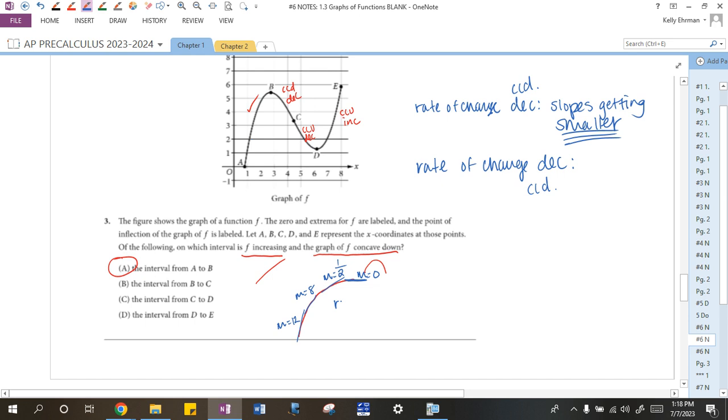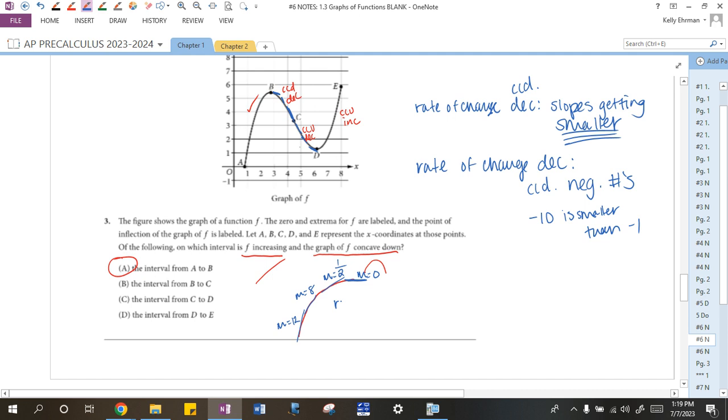Smaller slopes for positive numbers get closer to 0. For negative numbers, -10 is smaller than -1. So here, this is kind of a negative slope, then a super steep negative slope. So this is concave down. And then this is concave up because the slope's negative, but then it's starting to get closer to 0 here. So these are getting shallower or smaller, concave up.